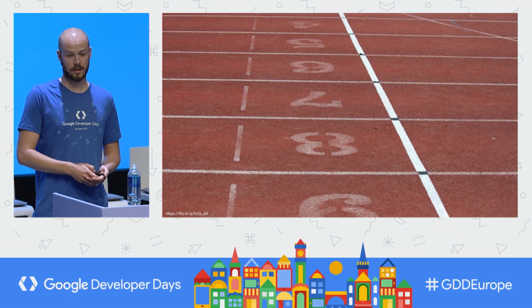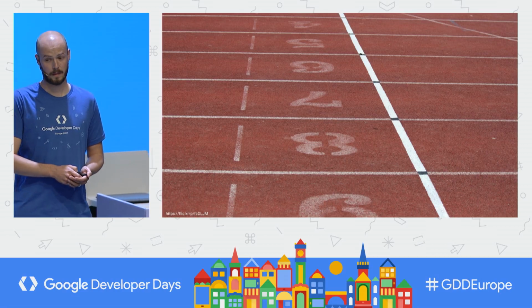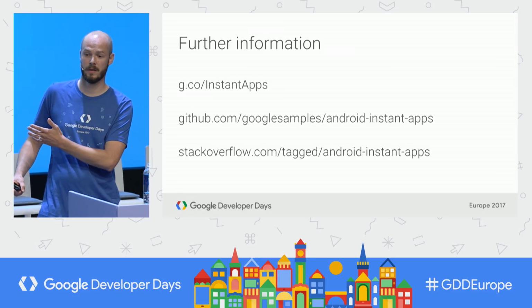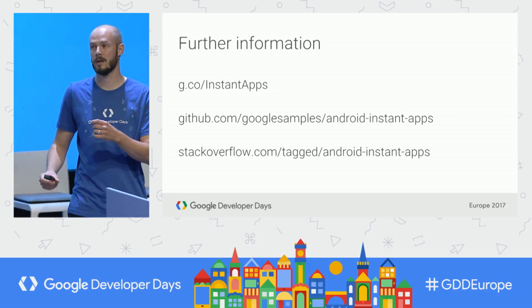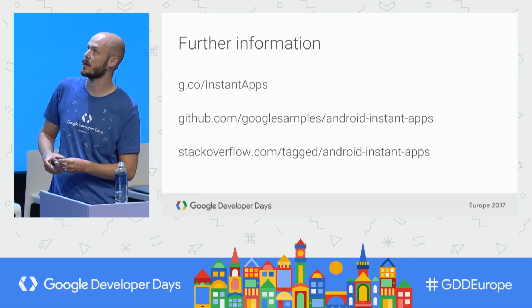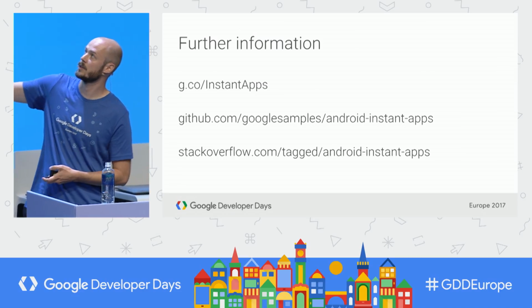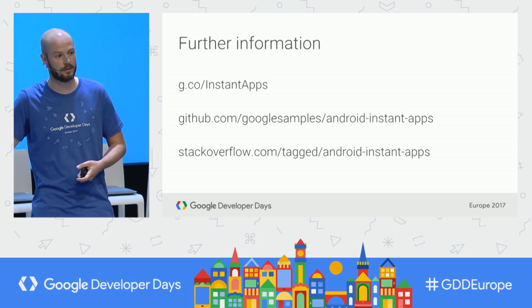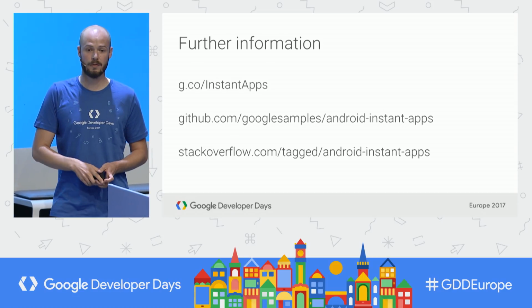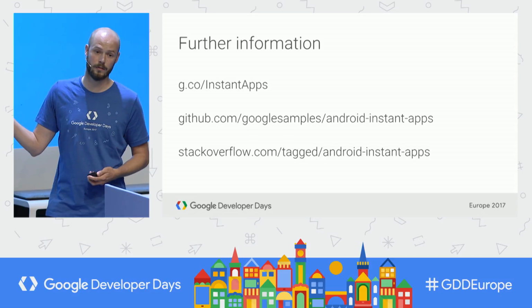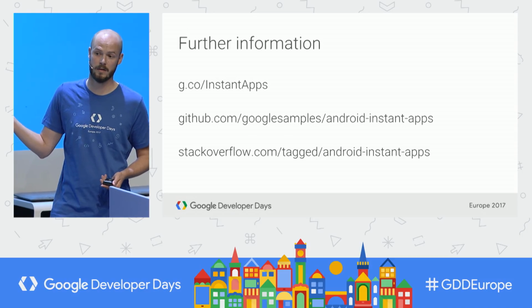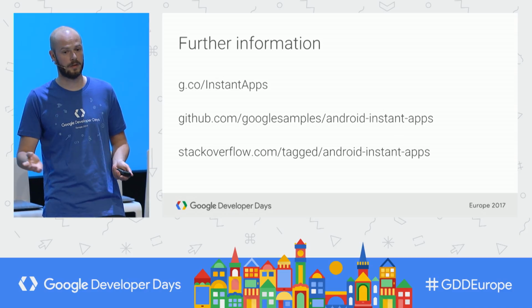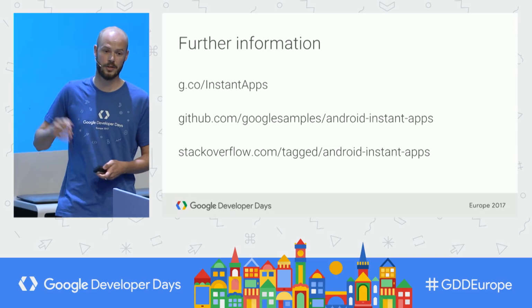That is all I had to say on the part of instant apps for today. But there's a couple of things that I want you to keep in mind when it comes to looking up instant apps. One of the things is you probably want to go to g.co/instantapps or developer.android.com/instantapps. Also, if you have questions, post them on Stack Overflow. And if you see that there's samples missing, or if you want to contribute to samples for Android instant apps, please file an issue on Google Samples.